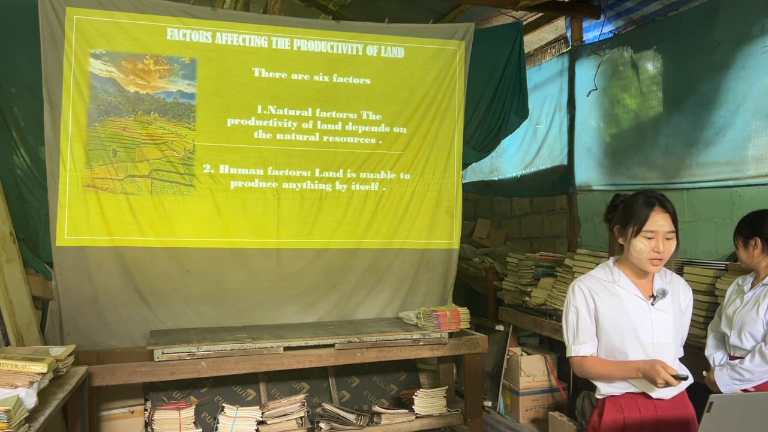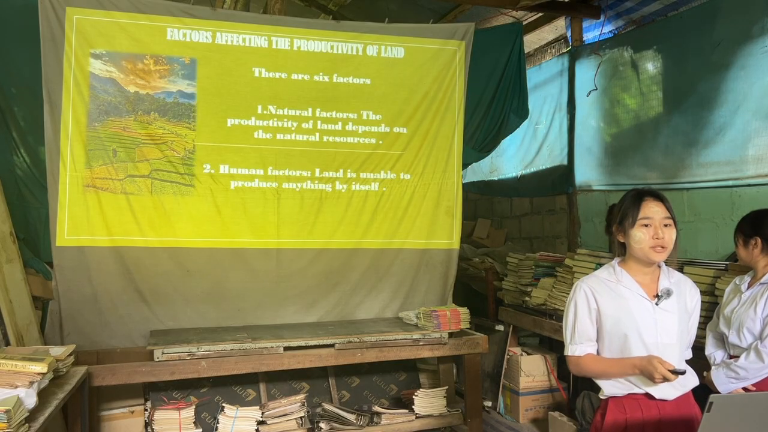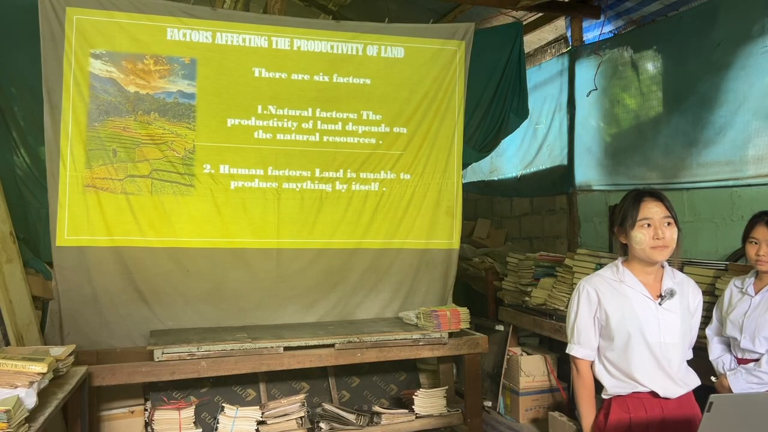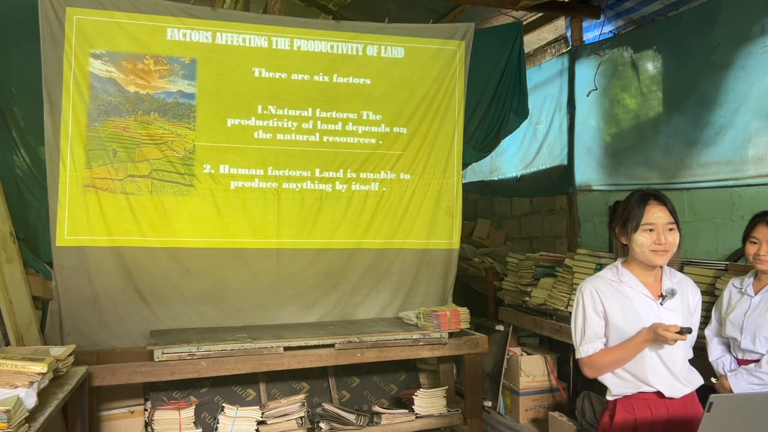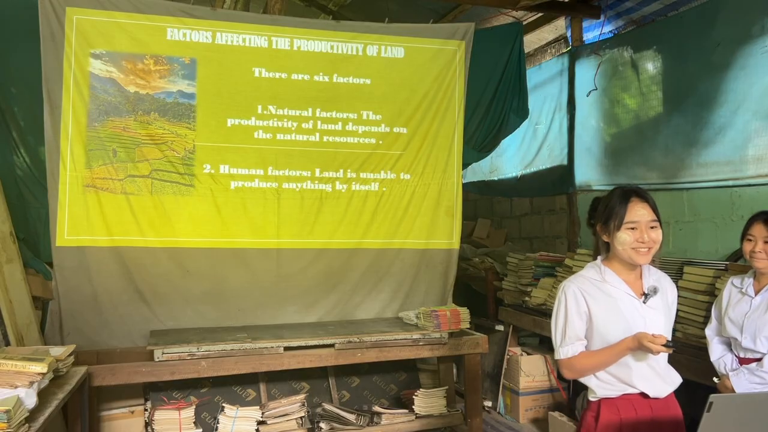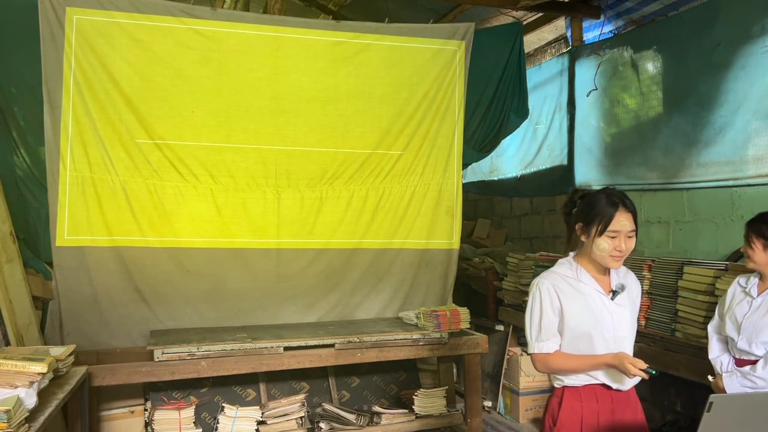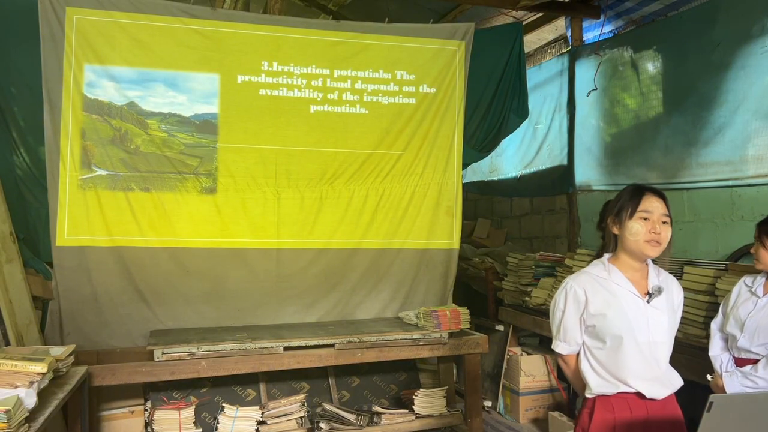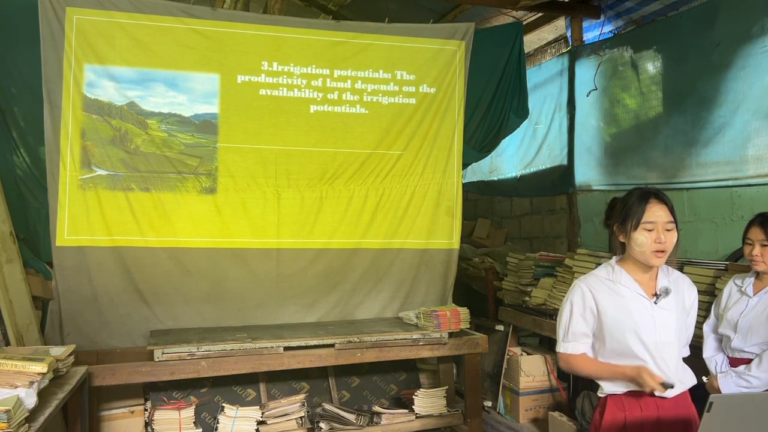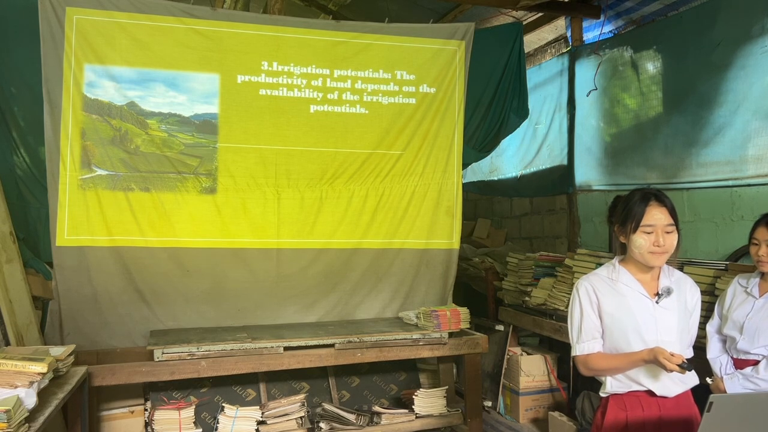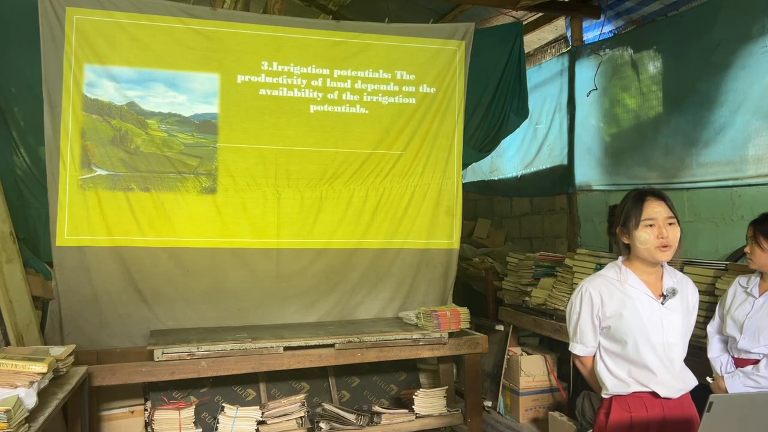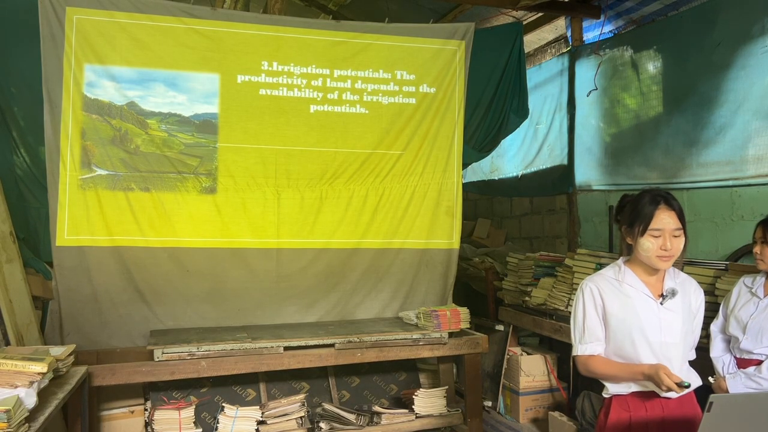The second is the human factor. Land is unable to produce anything by itself because it depends on human knowledge and the training of workers. The third is irrigation potential. The productivity of land depends on the availability of irrigation. Land with good irrigation potential will be more productive than other lands.